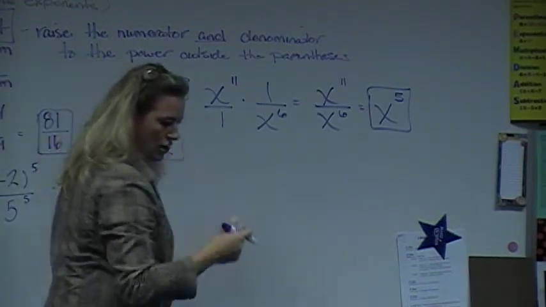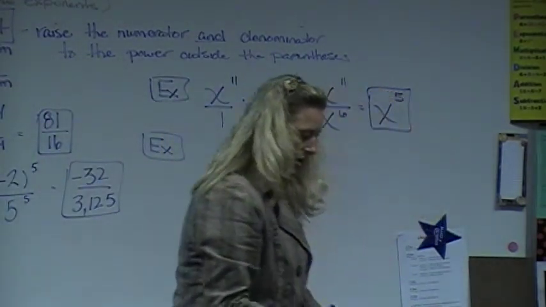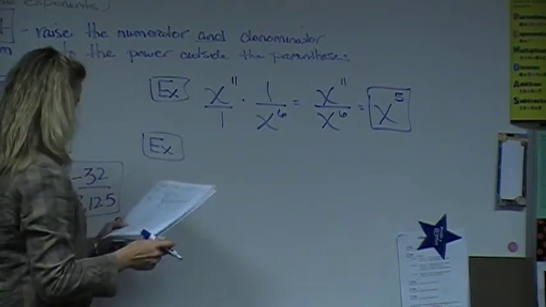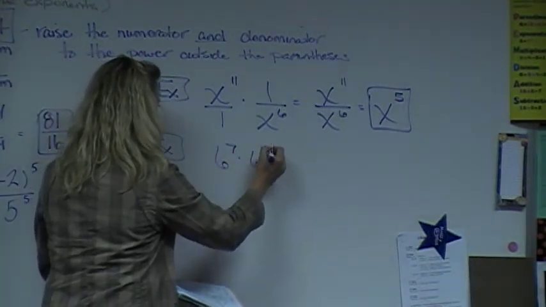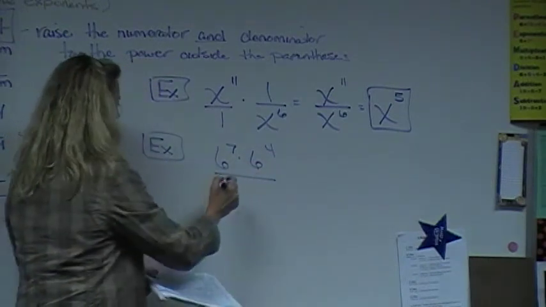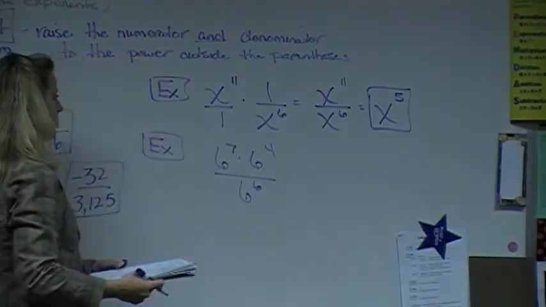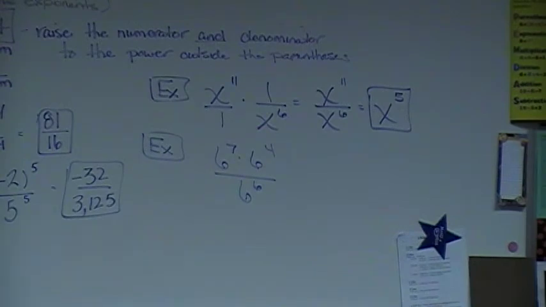Try this one on your own here, see if you can do this one. Actually this is another good one. 6 to the 7th times 6 to the 4th divided by 6 to the 6th. We didn't do one like this. I'm going to do one like this, and I'll do another one like the previous one. So we'll do one more example after that. What do we need to do first?